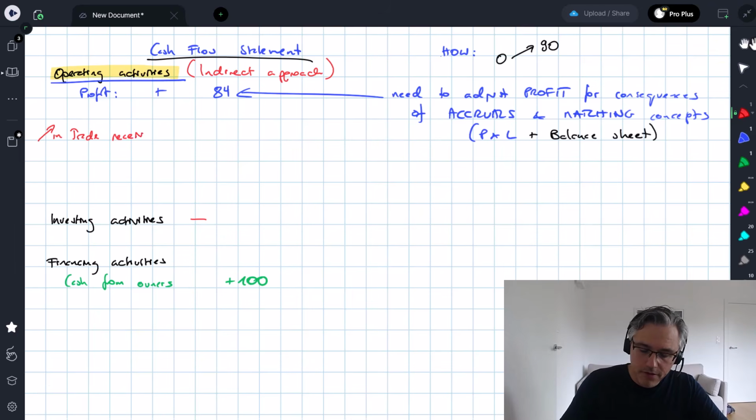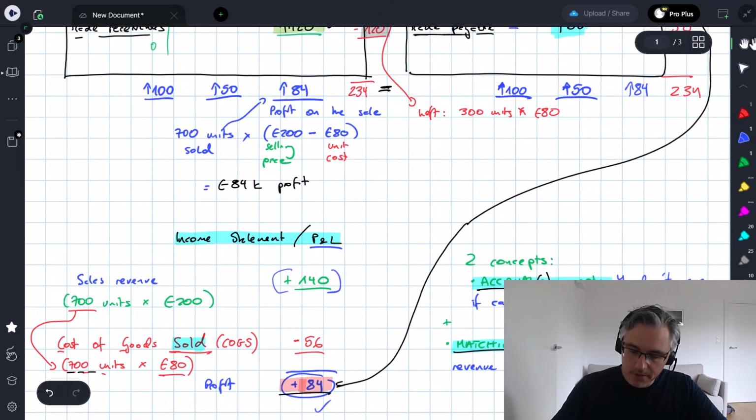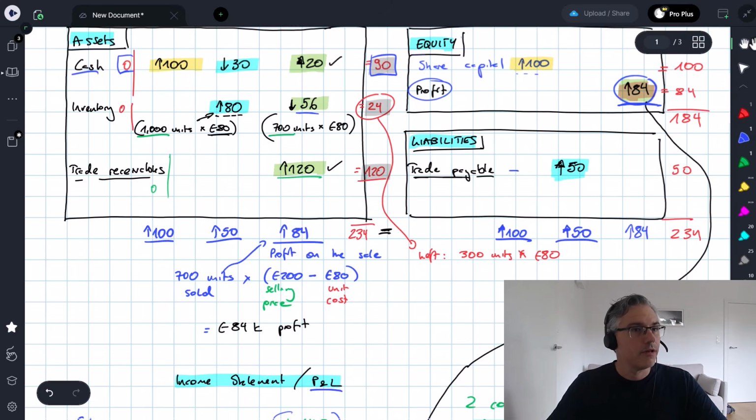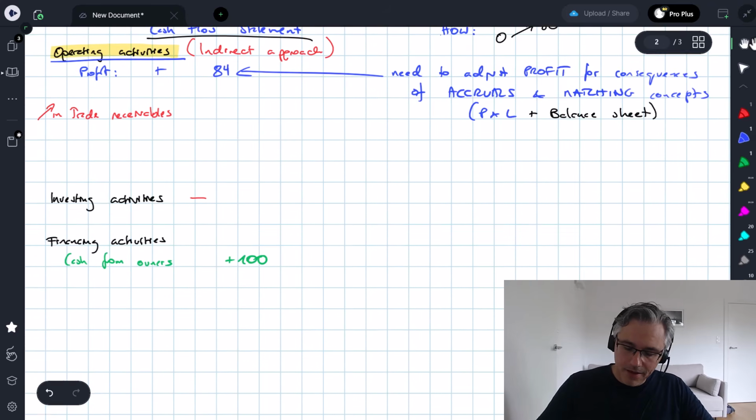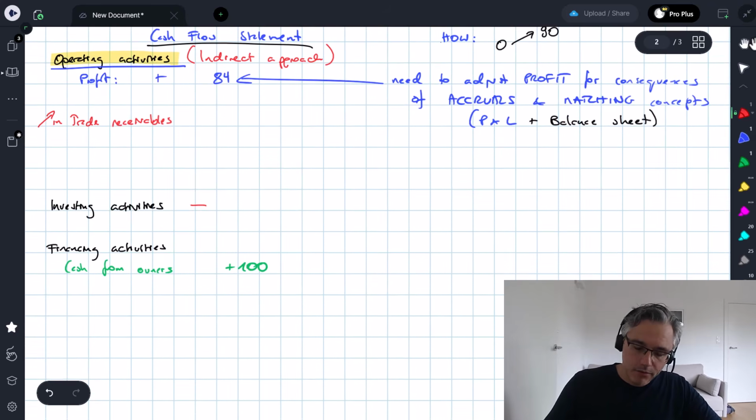Apologies for the confusion. That was trade receivables. I'm waiting for clients to pay me. Sorry for that. Of course, trade payables would be on the other side of the balance sheet, on the liability side. Here they are.